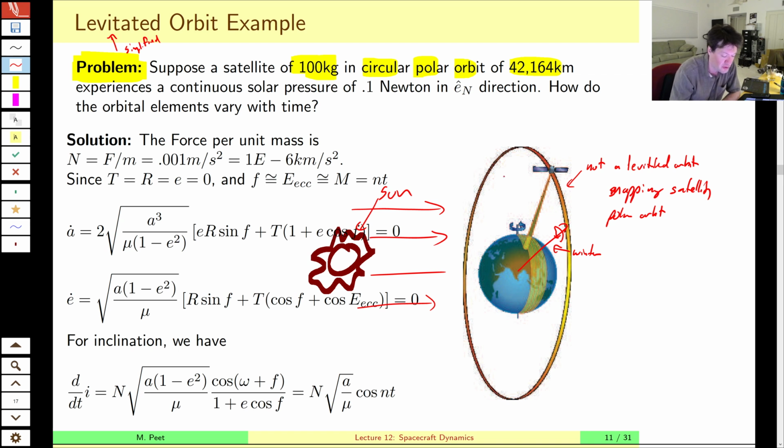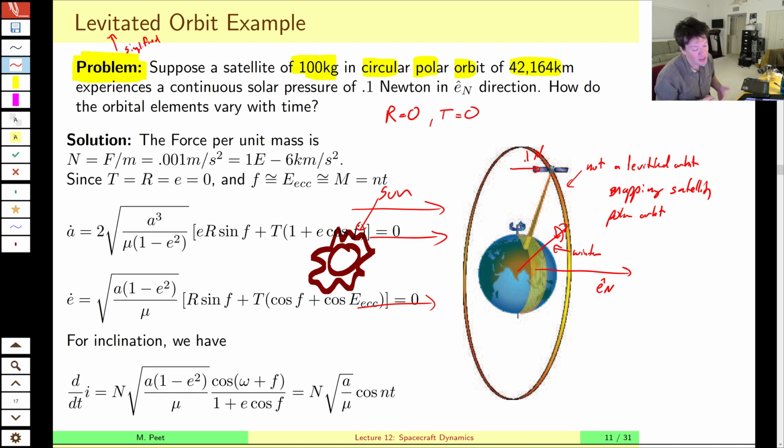So we're in a polar orbit. Our orbital plane is perpendicular. This is the E hat n direction. Our orbit is perpendicular to the direction of the sun, and so we have this force due to solar wind. It creates a force of 0.1 newtons in the E hat n direction. Well, actually, the E hat n direction should be pointing the other direction. So 0.01 in the E hat n. There's no component in the radial direction, r equals 0, obviously, and no component in the tangential direction.